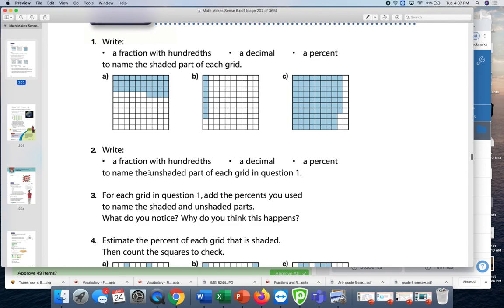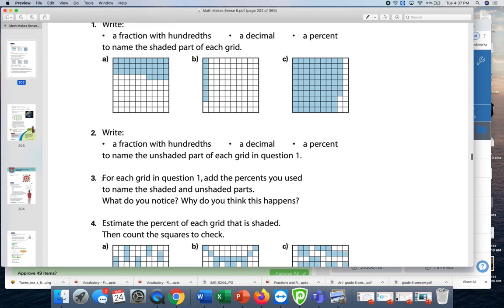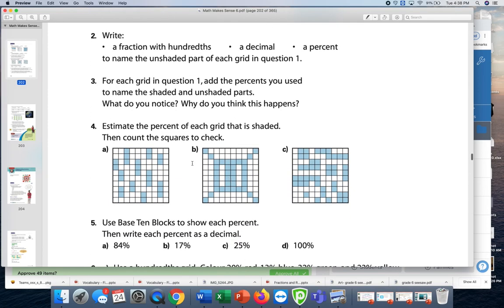For 2, you are writing the unshaded portion of these above from question 1. For the grid in question 1, add the percents you used to name the shaded and the unshaded. What do you notice? So for this, you would write A. Shaded is whatever you got, plus unshaded is what do you get? Do that for each of them. For 4, you're just making an estimate. Then you're actually going to count it.